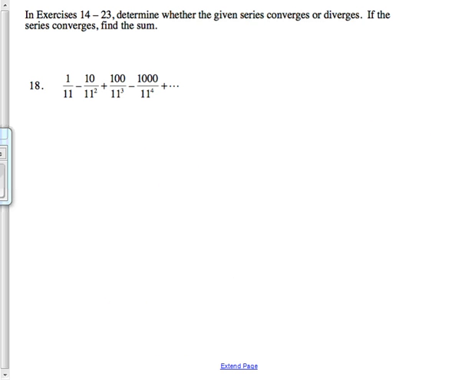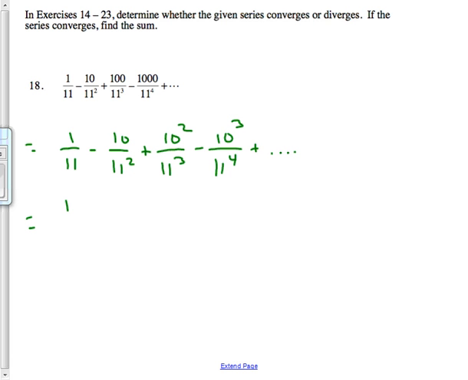Okay, so now going back to geometric series and identifying what's going on. It says determine whether the given series converges or diverges. If the series converges, find the sum. So what we can notice is I could rewrite this as 1 over 11 minus 10 over 11 squared plus 10 squared over 11 cubed minus 10 cubed over 11 to the fourth plus dot dot dot, which I could then rewrite to make this even more clear as 1 over 11.